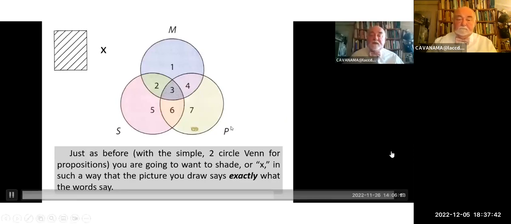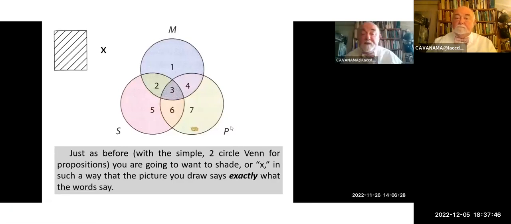Okay. Put training wheels on before for the simple ones, Roman numerals 1, 2, and 3. I'm going to switch to Arabic numerals. And we're not going to keep the training wheels on all the time, but just be aware, you've got 7 different property spaces now, where you only had 3 in the simple one. And of course, we're not going to be using transforms with this, so there's no worry about number 8. But the ones inside the Venn diagram itself, 7 potential properties. And you're going to want to shade or X in such a way that you draw exactly what the words say.